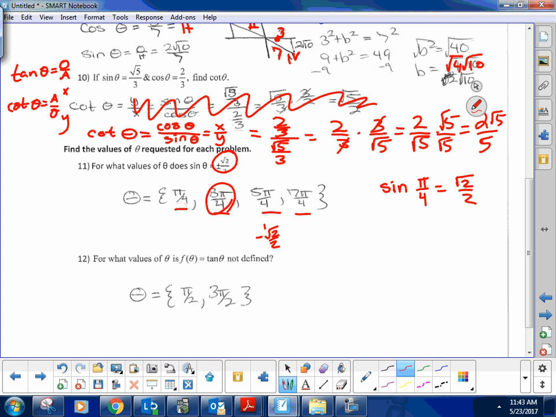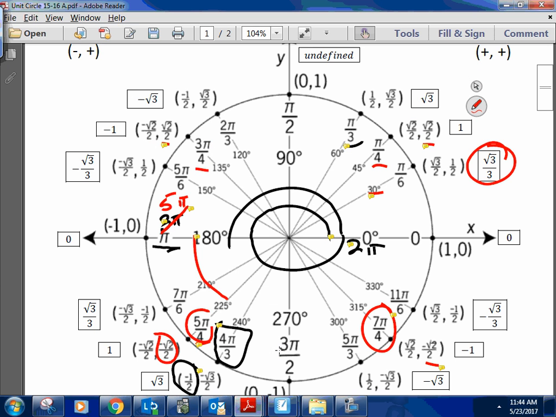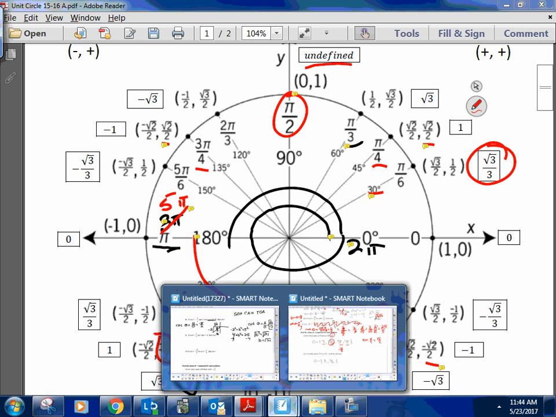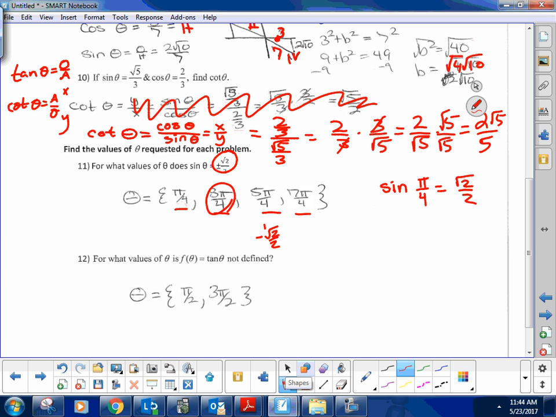All right, and then the next one asks, when is tangent theta not defined? So going back to the unit circle, I'll discover two places for that. Here, you see how it says undefined there, and then 3 pi over 2 at the bottom says undefined as well. So the two solutions on this one are pi over 2 and 3 pi over 2.